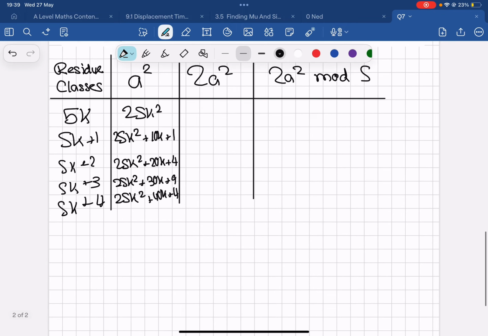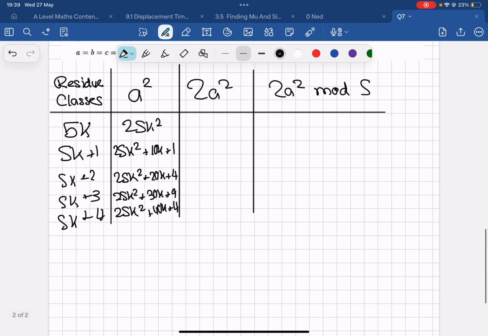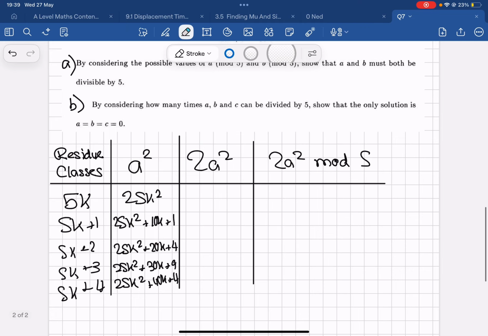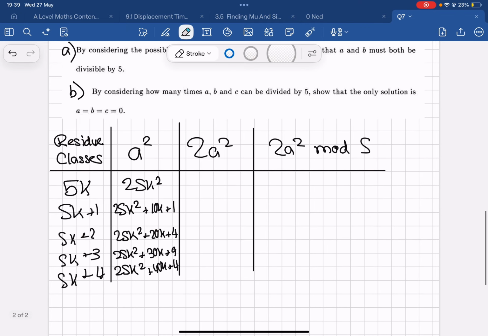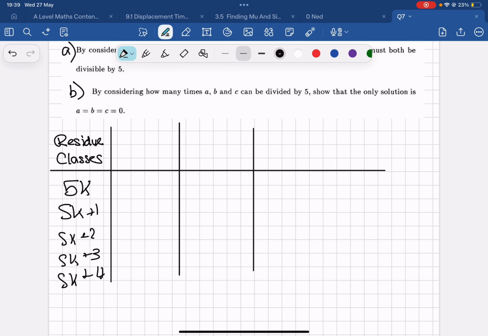Now we've got some nasty looking quadratic expressions. So we're actually going to go ahead and do what the question did and work with mod 5 from the get-go. So let's get rid of all this and write a mod 5. So that's just 0, 1, 2, 3, 4.